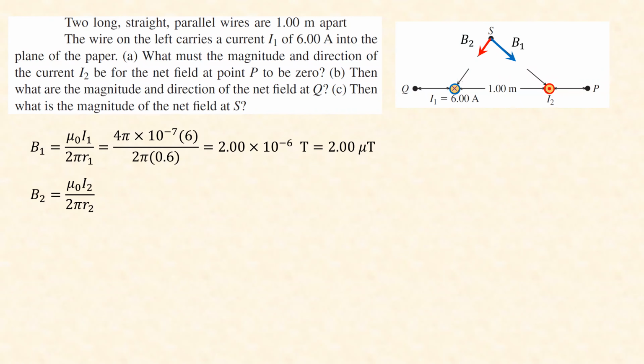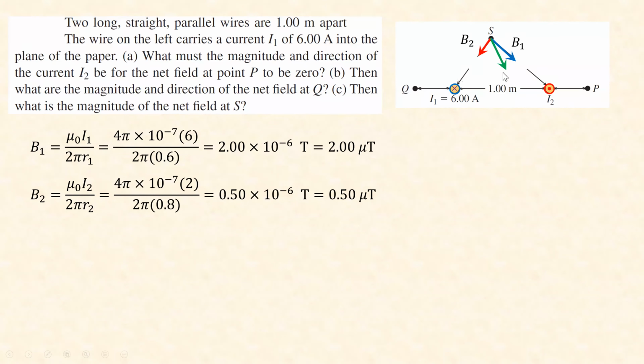And B2 is mu naught I2 over 2 pi R2, 4 pi times 10 to the negative 7 times 2, divided by 2 pi times 0.8. This becomes half a microtesla. If you want to find the magnitude and direction of the net magnetic field here, it becomes the sum of these two vectors.